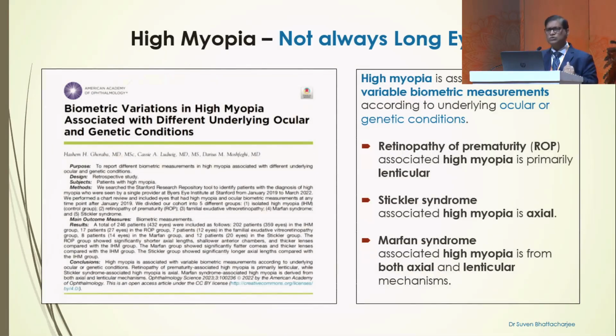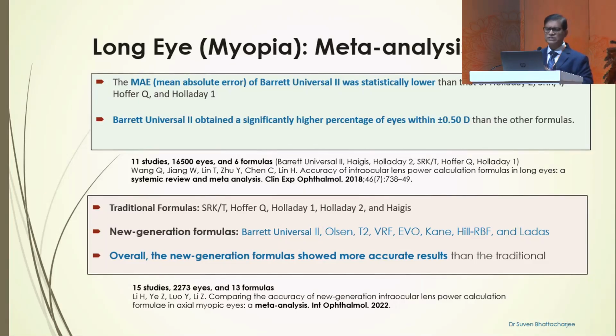Also we need to remember that in high myopia, it need not necessarily be a long eye. It could be what we call index myopia, or like in ROP, you have high myopia which is primarily lenticular. In Sticklers, you have high myopia which is axial. In Marfan's, you have a combination of both. In long eyes, again, in this meta-analysis, they found the Barrett Universal 2 was much better than others. And newer generation formulae again showed more accurate results.